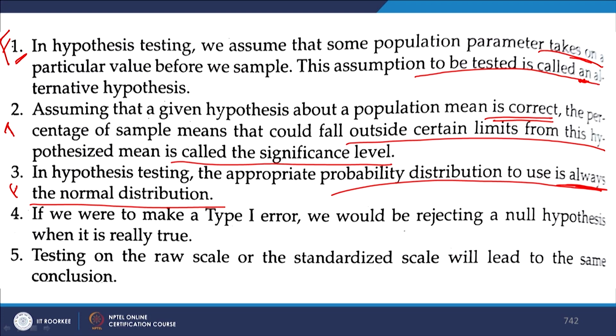Let us look at the next one. If we were to make a type 1 error, we would be rejecting a null hypothesis when it is really true. So, what is type 1 error and type 2 error? Just think over it. Yes, when we reject a true hypothesis, it is called type 1 error, right. So, this is true.